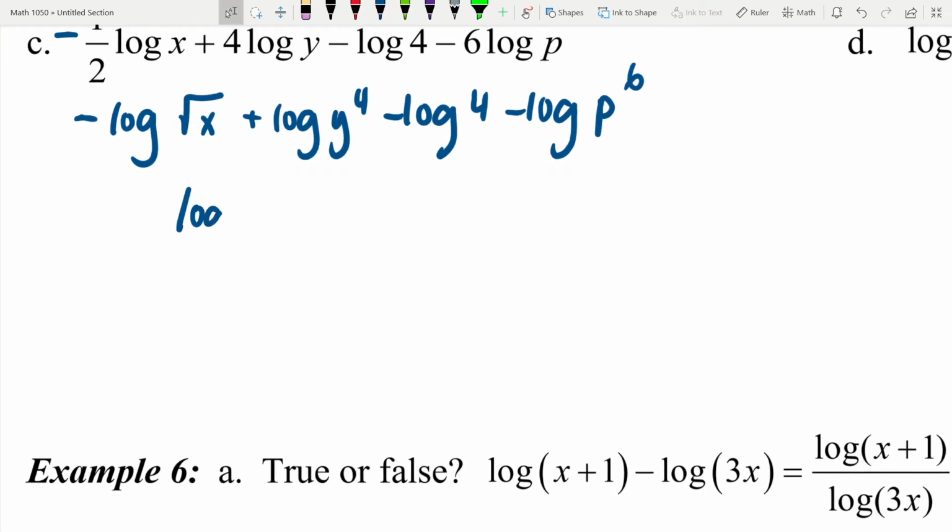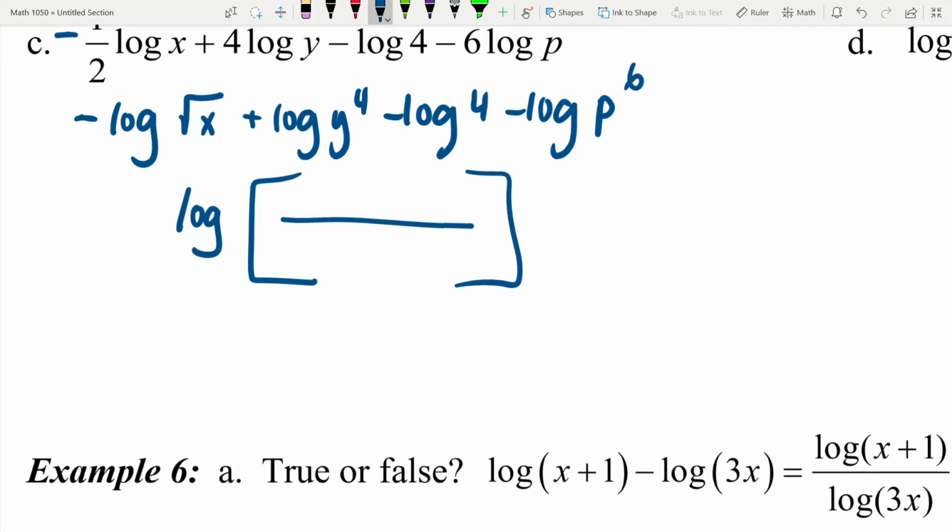You just write your log. Anything that has a negative goes on the bottom. Anything that has a positive goes on the top. So the square root of x has a negative. Throw it on the bottom. The y to the fourth is a positive. Put it on the top. The 4 has a negative. Put it on the bottom. The p to the sixth has a negative.